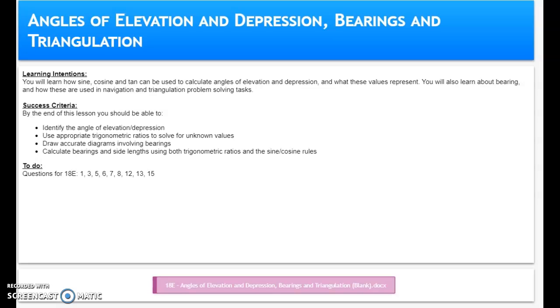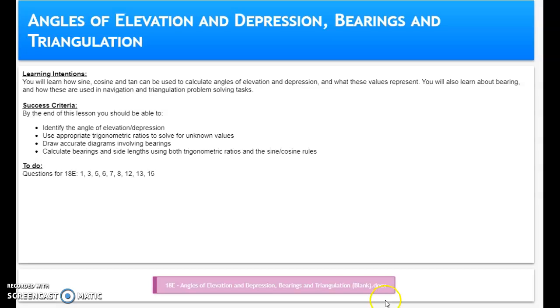So by the end of the day, you need to be able to identify angles of elevation and depression. You have to be able to use trig ratios to solve for unknown values. So that's your SOHCAHTOAs. You have to draw accurate diagrams to show bearings, and then you have to calculate bearings and side lengths by using both the ratios, SOHCAHTOA, and the sine and cosine rules. And there's quite a few questions there to do.